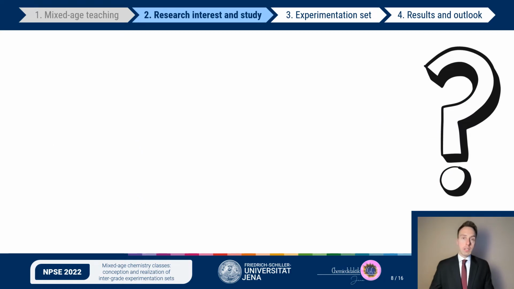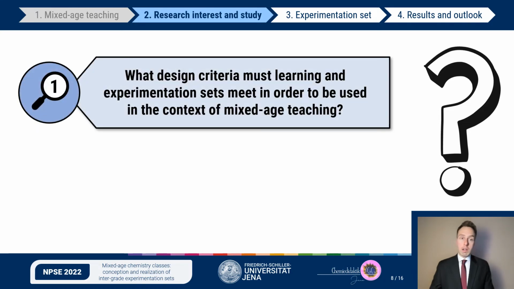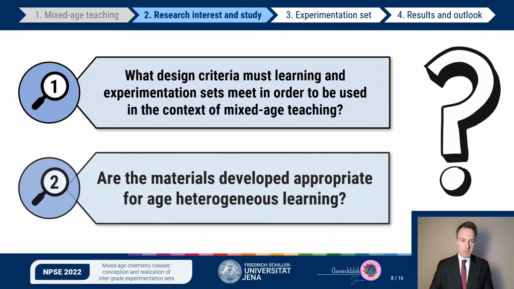So the work supported this process in chemistry class with regard to the following aspects. A first part dealt with the presentation of basic construction criteria for learning and experimentation sets in the context of age-heterogeneous learning. So that first central question arose from this. What design criteria must learning and experimentation sets meet in order to be used in the context of mixed-age learning? Based on this criteria catalogue, derived from theory and supplemented by statements of science teachers, such a set was developed as an example and placed in the focus of further investigations.